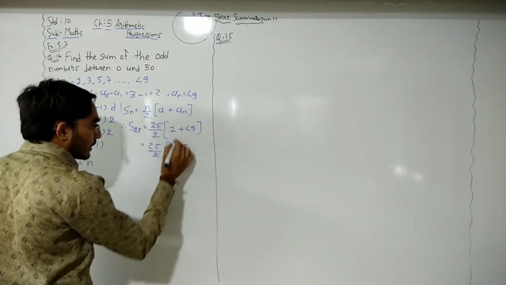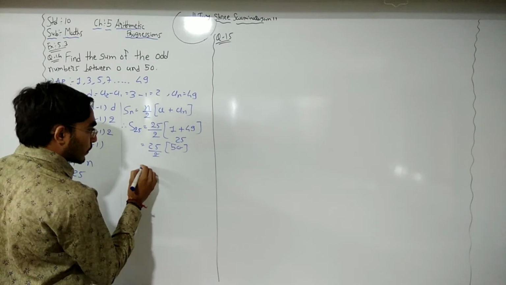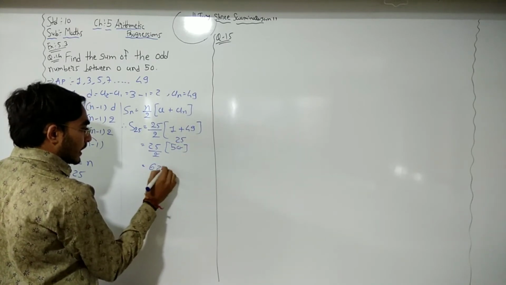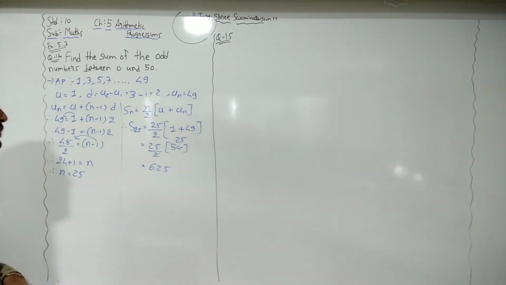We can cancel the 2 with the 50, leaving 25. So 25 multiplied by 25 is 625. 25 squared is 625. So the sum of the odd numbers between 0 and 50 is 625.